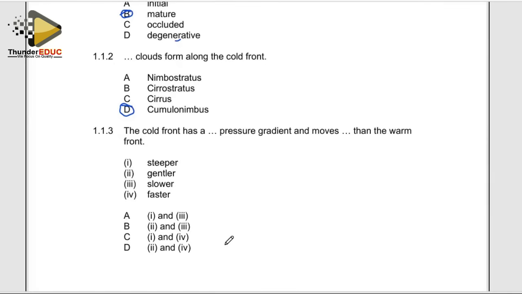Because of that difference in pressure, there is a steeper gradient and that tends to drive the cold front faster in the direction of the warm front. And automatically it moves faster than the warm front. So if we are taking the first item and also the fourth item, there's a steeper gradient and then it moves faster than the warm front. So a combination of those two, we find at option C.